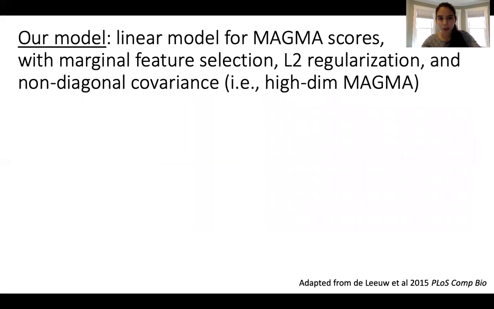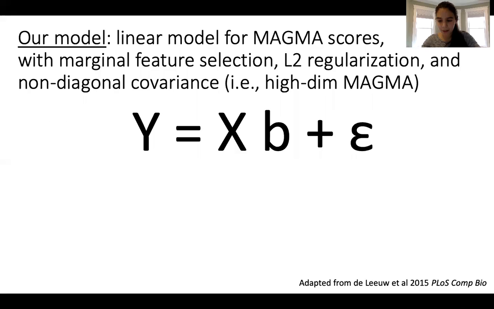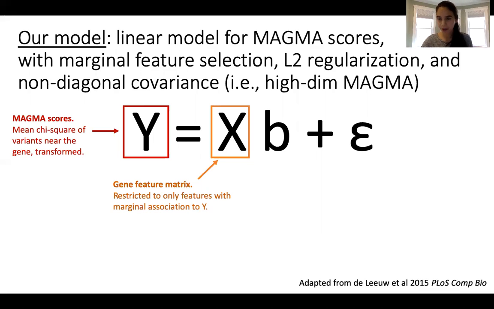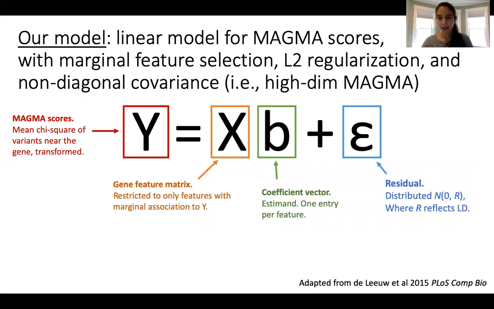So more specifically, what do we do? We have a linear model. Our whole method is an extension of a method called MAGMA. Our outcome is MAGMA scores, which are related to the association statistics of variants that are near the gene in the genome. Our gene feature matrix X is, as I described earlier, built with marginal feature selection: we test each feature one at a time for association with Y, and put all of the features that pass some threshold into X. Then B is our estimand, one entry per feature, and epsilon is our residual.